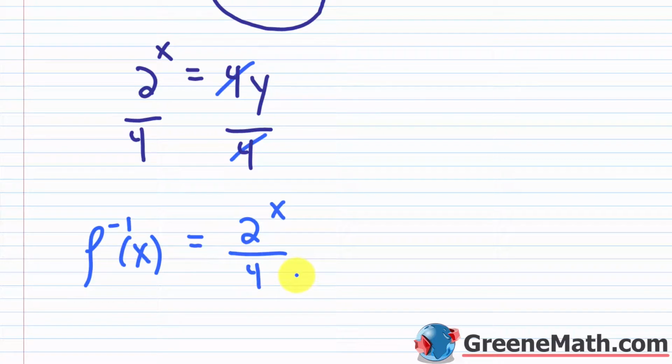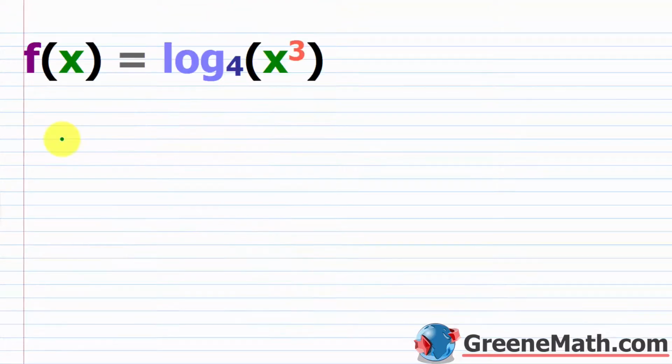Be careful here. The tendency for a lot of students is to think this is 2x over 4. It's not. This is 2 to the power of x over 4. So you can't go through there and cancel a common factor of 2 in case you were trying to do that. Let's take a look at another one.